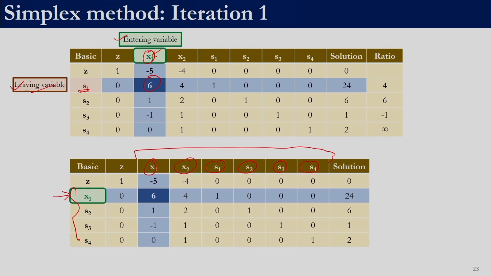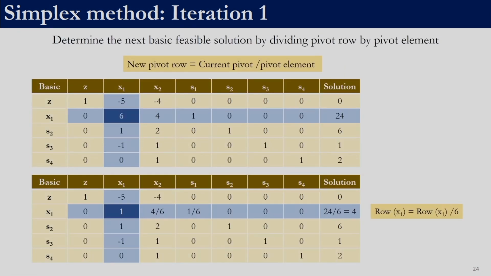So, first was to identify the entering variable and leaving variable. Once we identify them, we will know the pivot element. Once we have identified the pivot element, we bring the entering variable into the basic variables and remove the leaving variable from the basis vector. So, the next step is to determine the next feasible solution. To do that, we need to divide the pivot row by the pivot element.